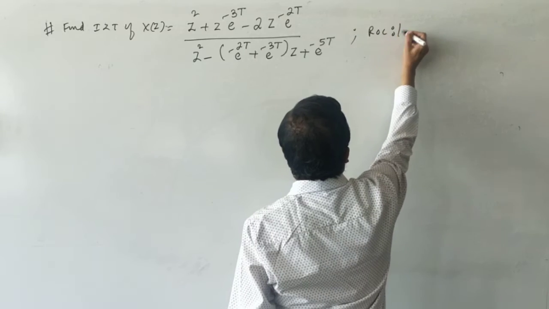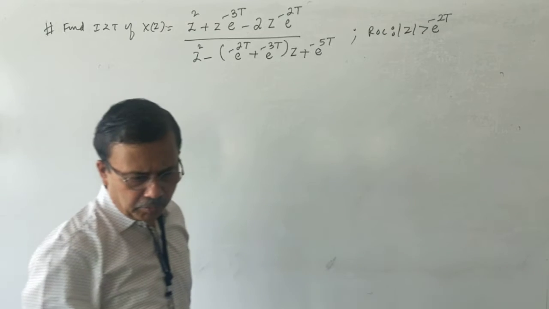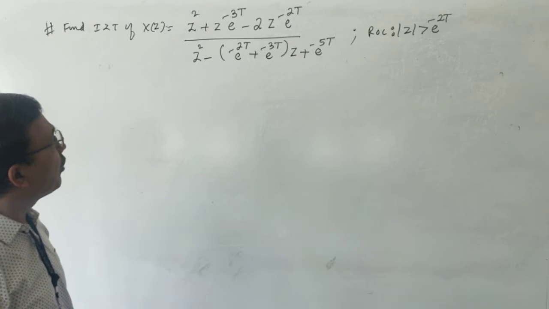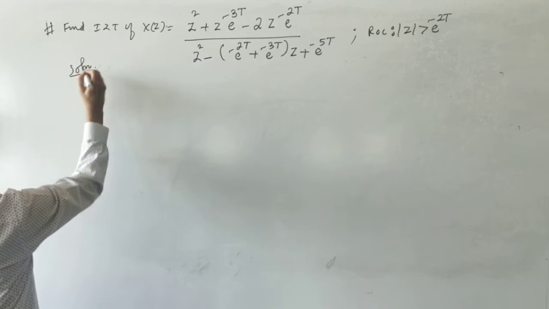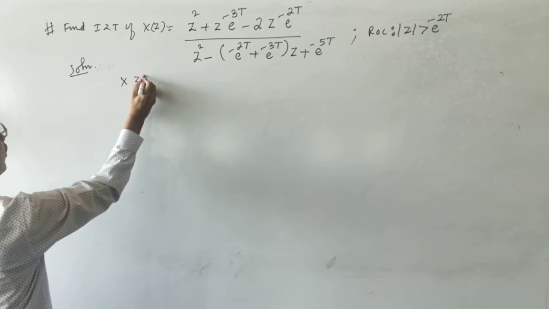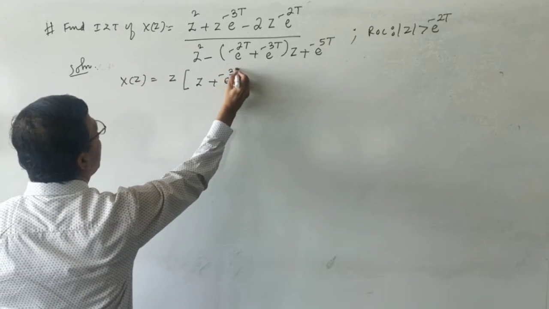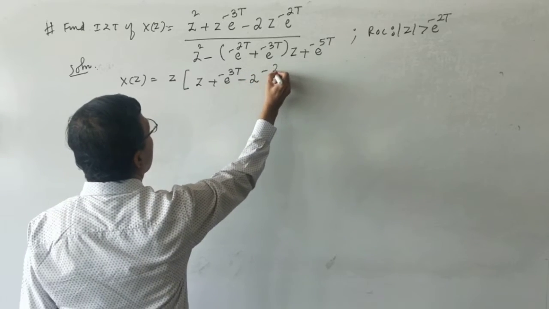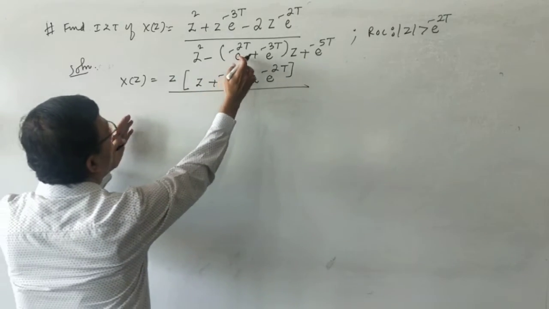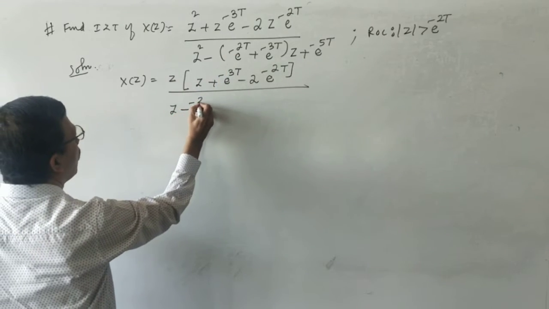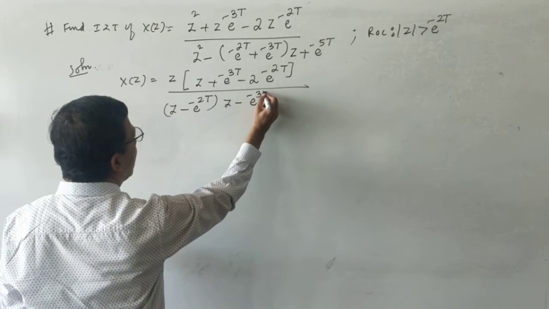ROC is |z| > e^(-2T). Solution. We can write X(z) as z(z + e^(-3T) - 2e^(-2T)) divided by the denominator, which we can write as (z - e^(-2T))(z - e^(-3T)).